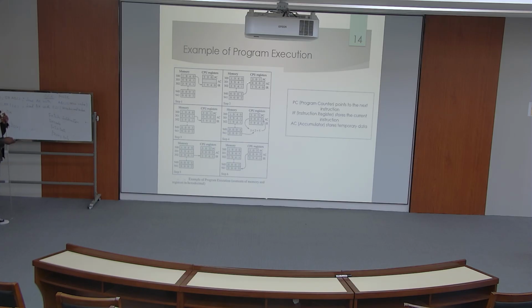In step number two, the PC has been incremented by 1 to point to the next memory address to be fetched. Then we have the instruction register, which has loaded the content of memory location 300. Then the accumulator register is loaded by the content at memory location 940.